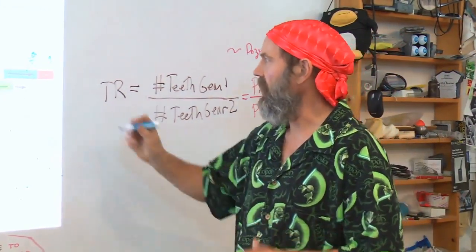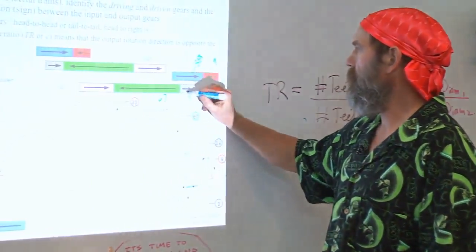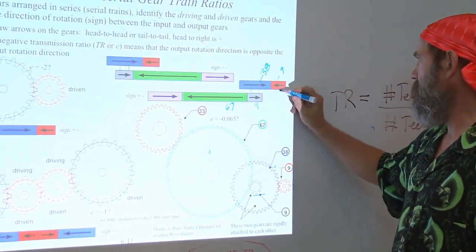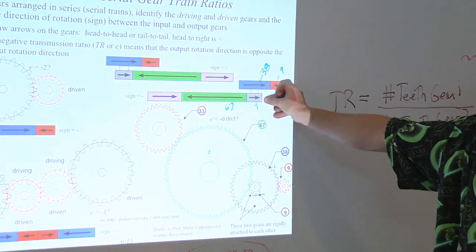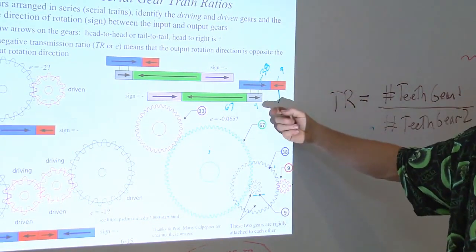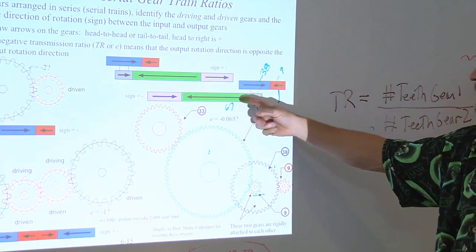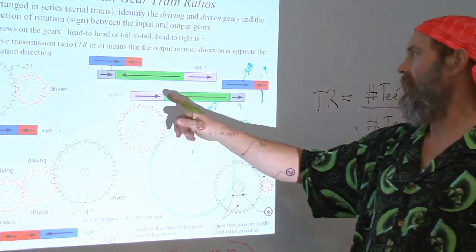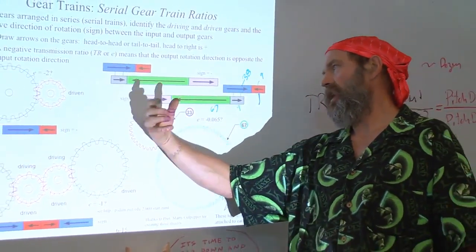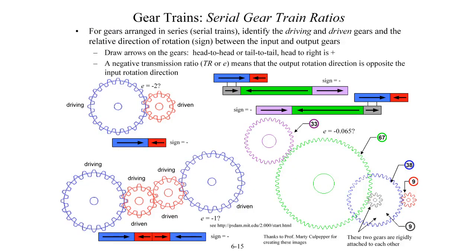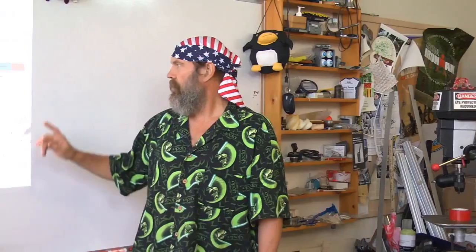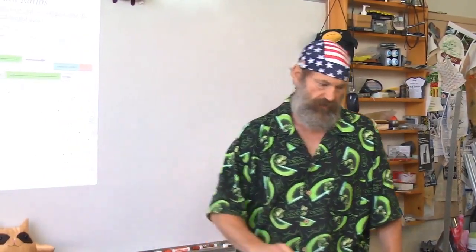Okay, so this tells you how the direction goes. This is telling me if this gear is turning this way, the arrow is always pointing head to head or tail to tail, that the purple gear is going to turn the opposite direction. So that's how you can trace through which direction things are going. Okay, now let's do some examples of gear trains.